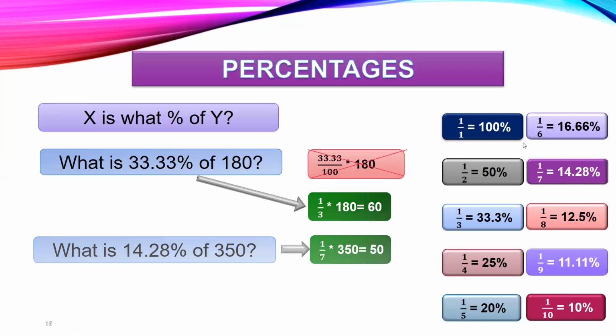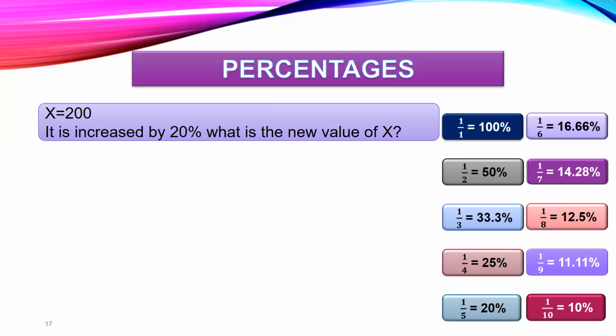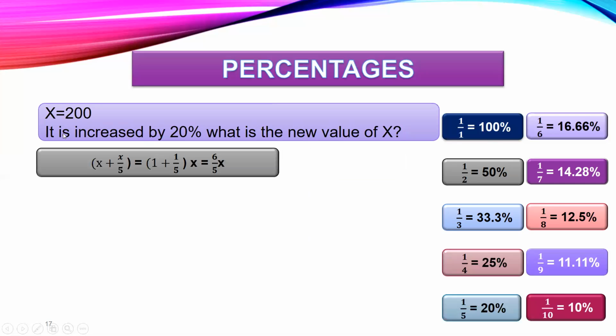Now let's take one more example where it will be very much useful. Let's say that you have got a question like x is equal to 200 and it is increased by 20%. So what is your new value of x? This is a very common question. This is just an example of a common question you get. When you say x is 200 and it's increased by 20%, 20% here matches with what? 1 by 5th fraction, right?